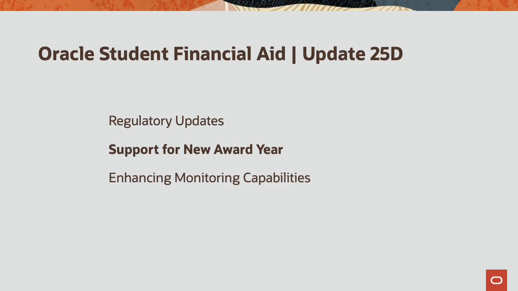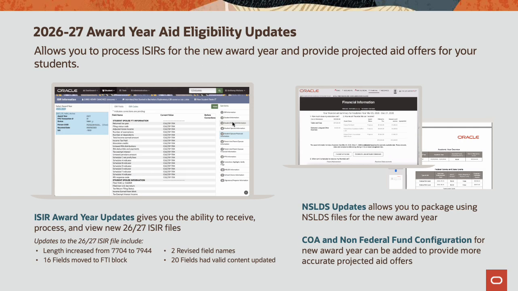Let's look next at supporting aid eligibility for the new award year. With 25D, you'll now be able to process ICERs for the new 26-27 award year. This means you can receive, process, and view new ICER files, allowing you to provide timely and accurate projected aid offers to your students. Some highlights of the ICER award year updates include the overall file length being increased, and several fields have been reorganized, with 16 fields now moved to the FTI block.